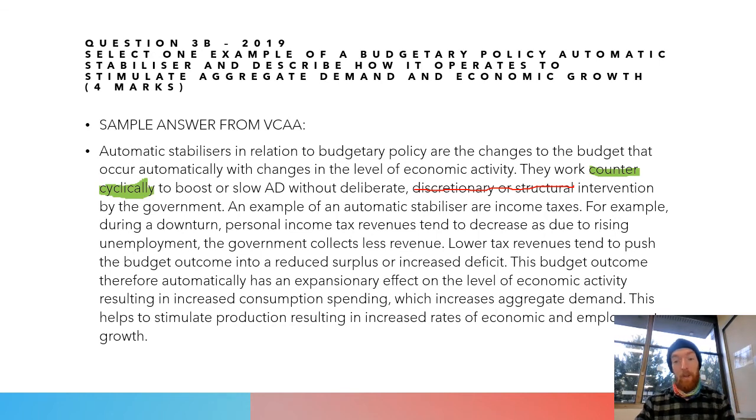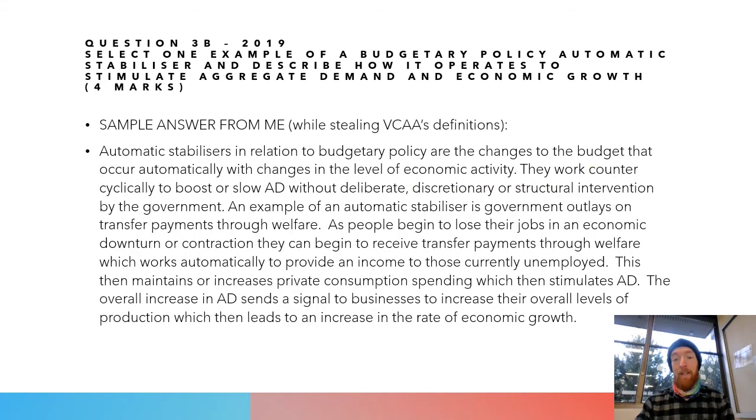So let's look at what I think would be a better answer, because apparently today I'm very critical of VCAA. So, sample answer, stealing VCAA's definition because why do extra work? Automatic stabilisers, and so on, the same. But then we get into an example of an automatic stabiliser: government outlays on transfer payments through welfare.